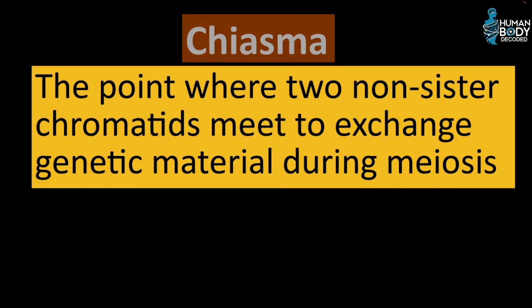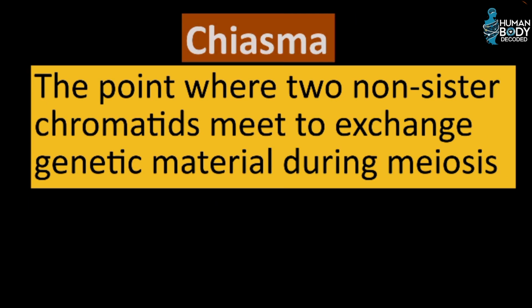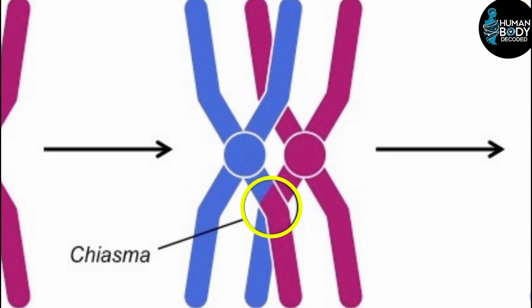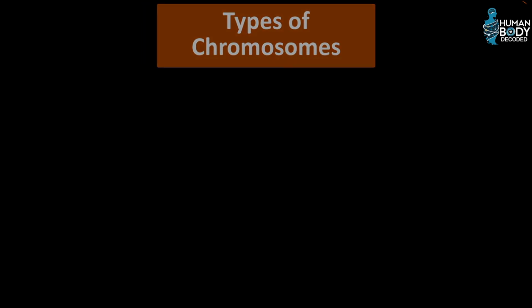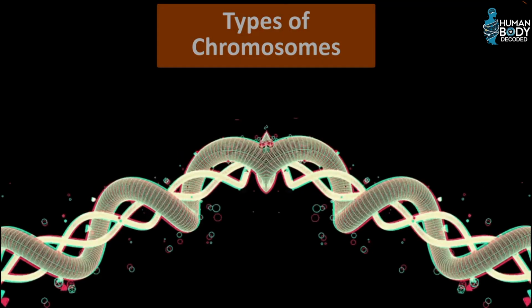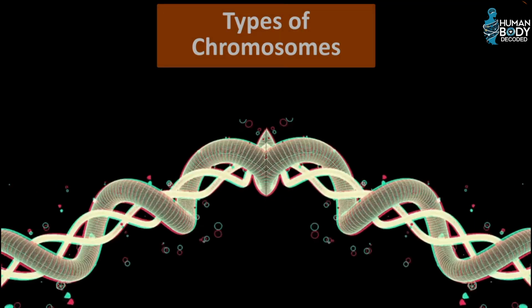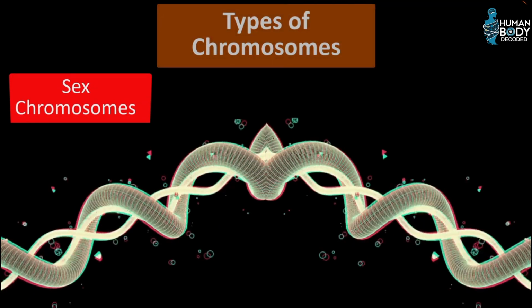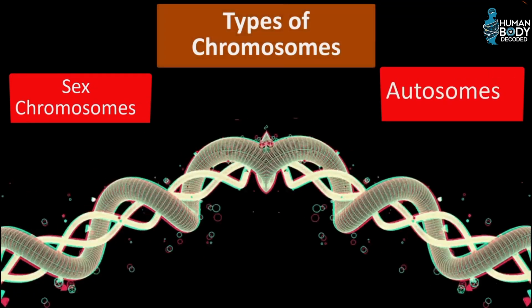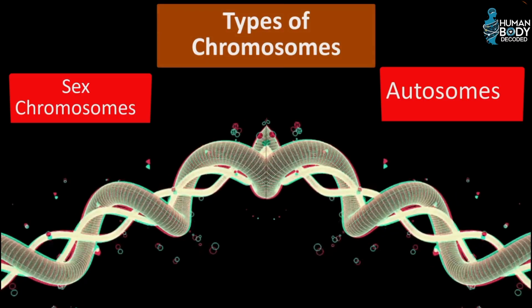Students, now I will explain what chiasma is. Chiasma is the point where two non-sister chromatids attach or exchange genetic material. This occurs during meiosis. Now let's move to the types of chromosomes. Students, there are two types of chromosomes. One is sex chromosomes and the other is autosomes. Now let's study what these two are.